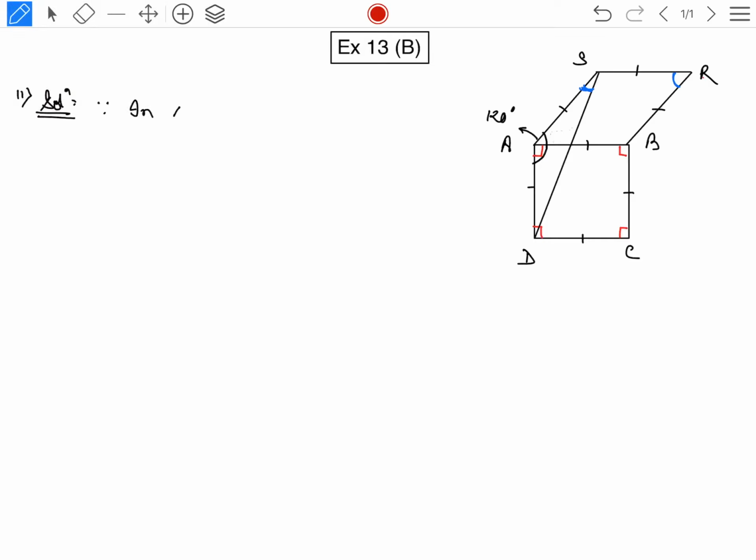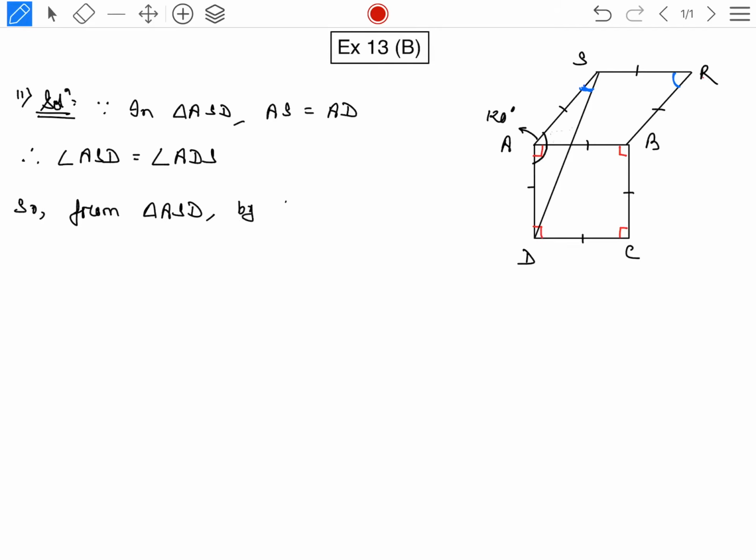Since in triangle ASD, AS equals AD, it is already given to us. Therefore angle ASD will be equal to angle ADS. Okay, isosceles triangle property, understood? So from triangle ASD, by angle sum property, you will add the angle sum property.